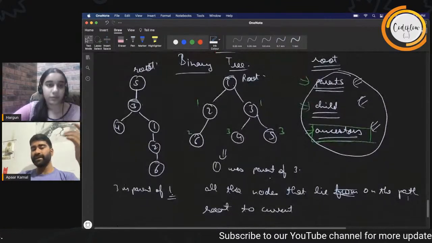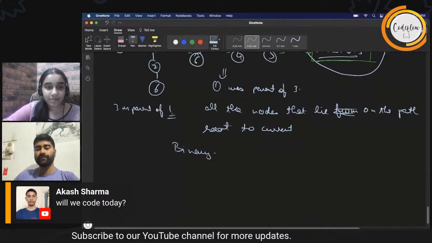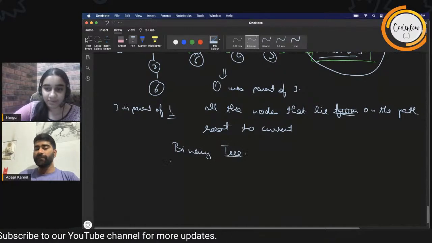So what is a binary tree, guys? A binary tree is a tree which contains at most 2 children.